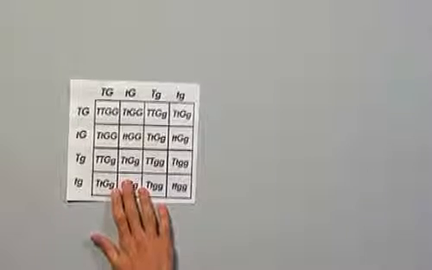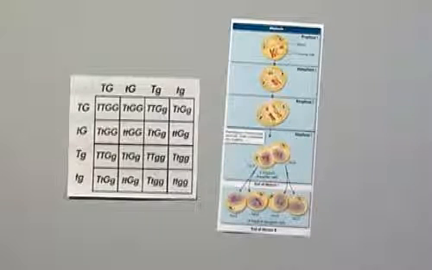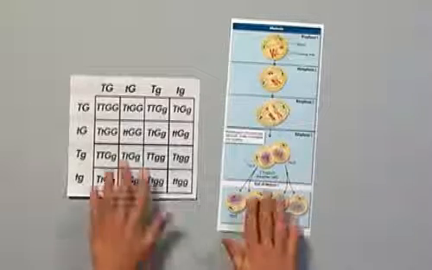A Punnett Square is a great tool for predicting the outcome of a genetic cross. The key to correctly setting up a Punnett Square is knowing how the alleles are distributed during the process of meiosis. Let's take a look at how meiosis and Punnett Squares are connected. But how are those two things related?